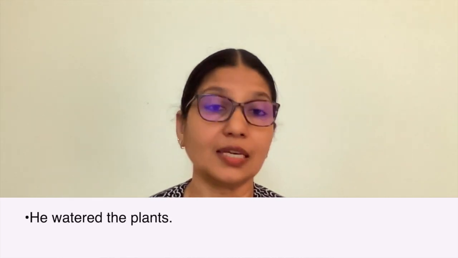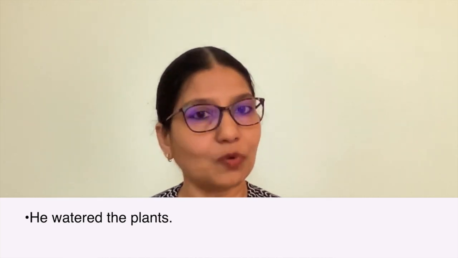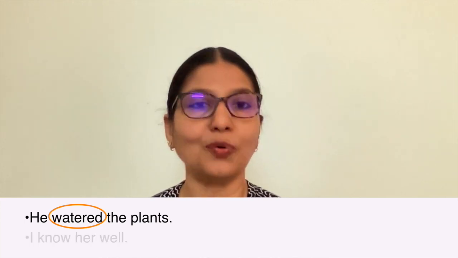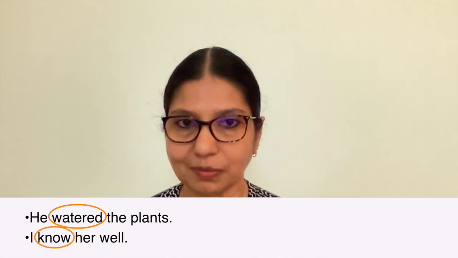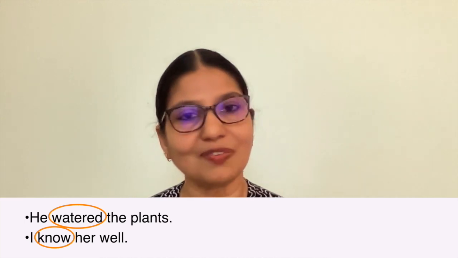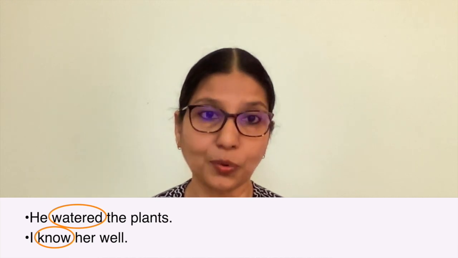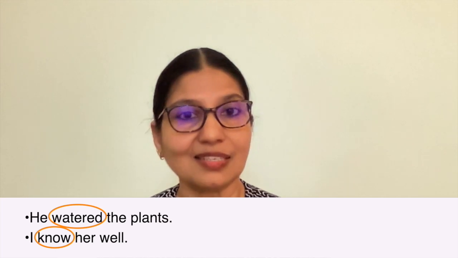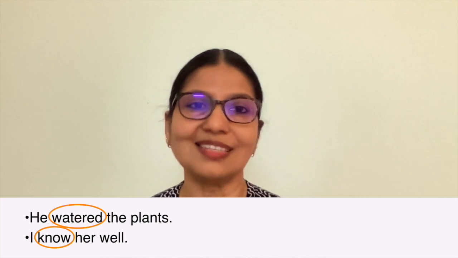In the first sentence you have, he watered the plants. Here he is a subject and the verb is watered. You know that watered is a main verb, it stands alone. In the second sentence you have, I know her well. Here the subject is I and know is the verb, it's a main verb. But did you notice something? In the first sentence you have watered, which is an action verb, and in the second sentence you have know, which is a stative verb. So this shows that regardless of whether it's an action verb or a stative verb, a main verb always stands alone.